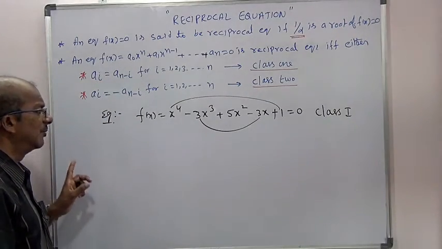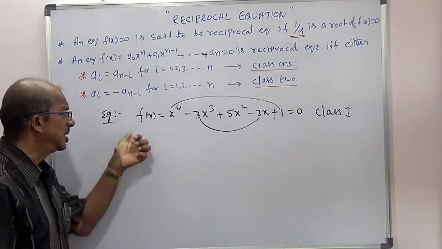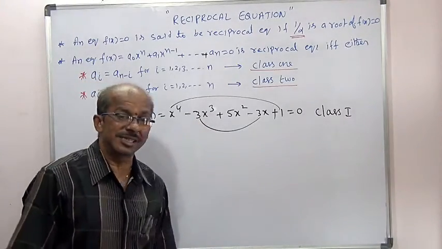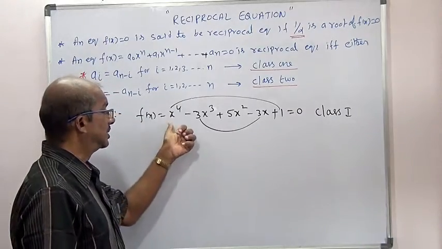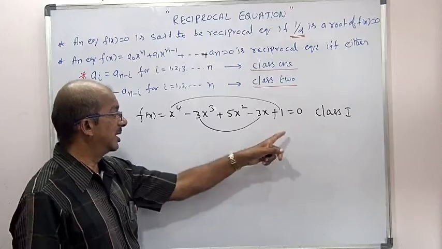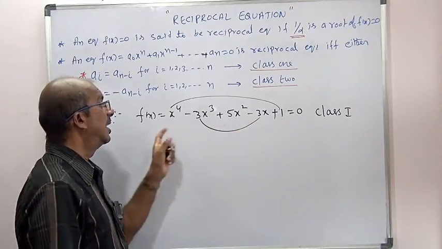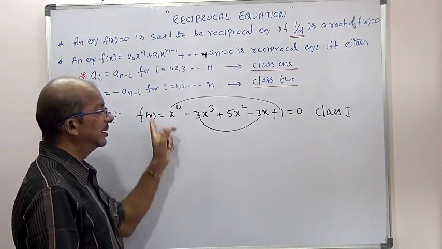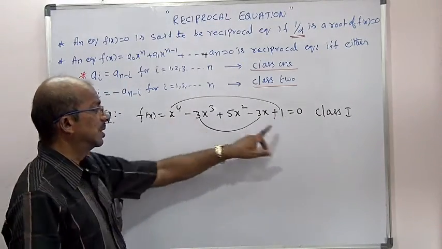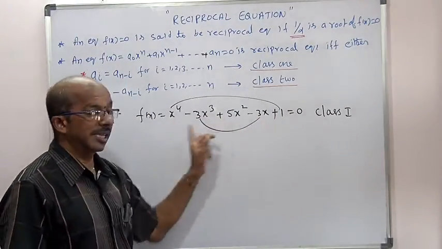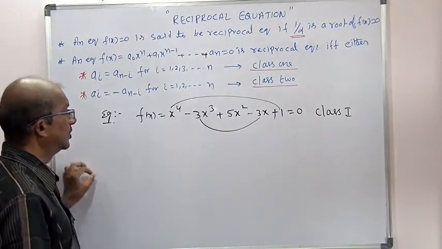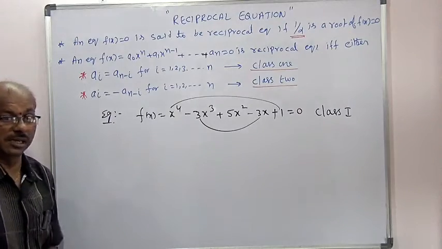So what we observed in the previous problems is that the function is of 4th degree or 5th degree or 6th degree, and the coefficients are different. But here the coefficients of the nth degree and constant, and of n minus i degree, are either in the same sign or in the opposite sign. We follow this rule; that is the reciprocal equation.